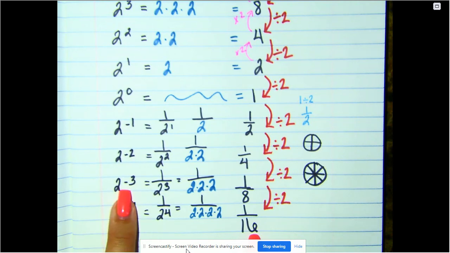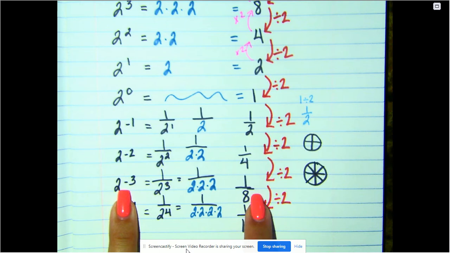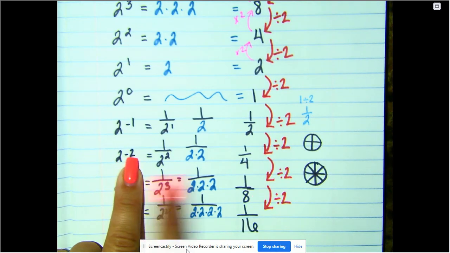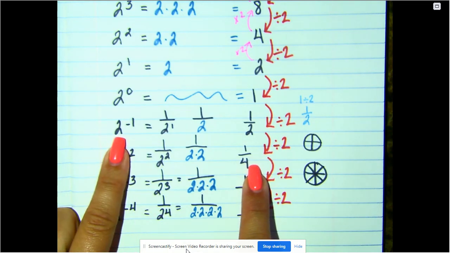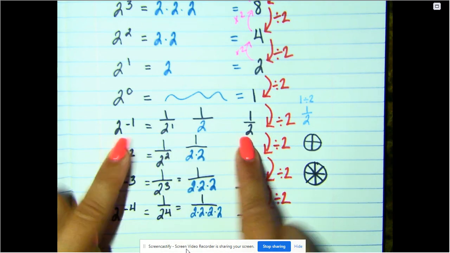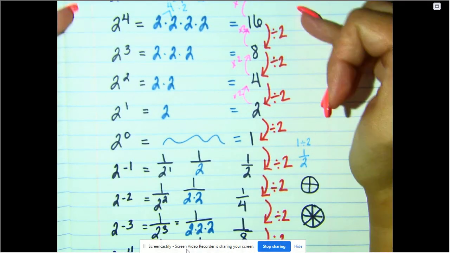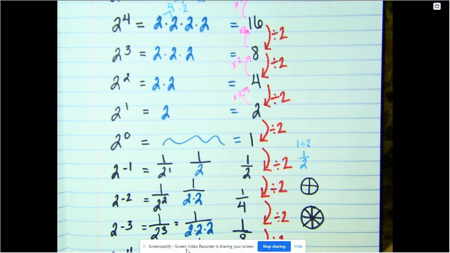2 to the negative third is really just 1 over 2 to the third. That's how I got 1/8. 2 to the negative second is really just 1 over 2 to the second power, and that's how I got 1/4. 2 to the negative first is just 1 over 2 to the first, and that's how I got 1/2. So it's basically the same thing that happened up here. The negative exponents are just written as a fraction because you're getting smaller and smaller, and I realized that based on the mathematical pattern that was happening.